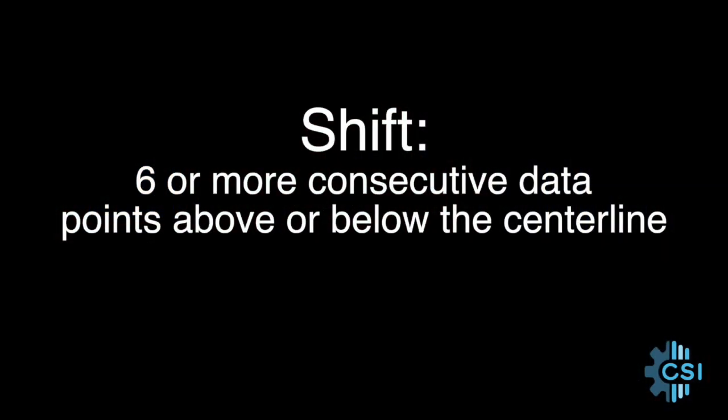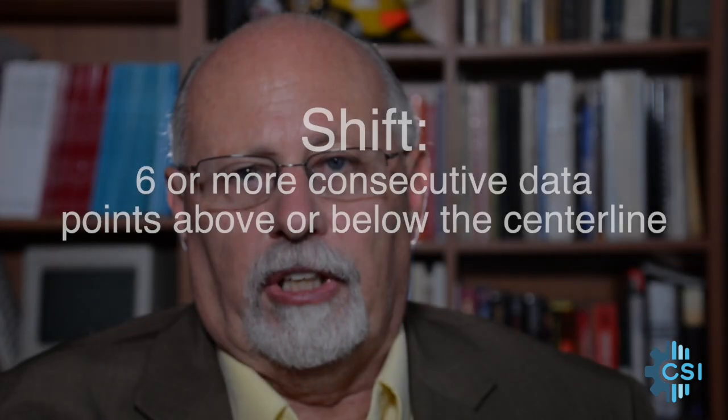A shift has occurred when you have 6 or more data points in a row that all land above the center line, or there are 6 or more in a row that all fall below the center line. When a process has just common everyday variation going on, it's very unlikely, statistically speaking, that 6 or more data points in a row will all land above that center line or all of them fall below it. So let's consider an example.